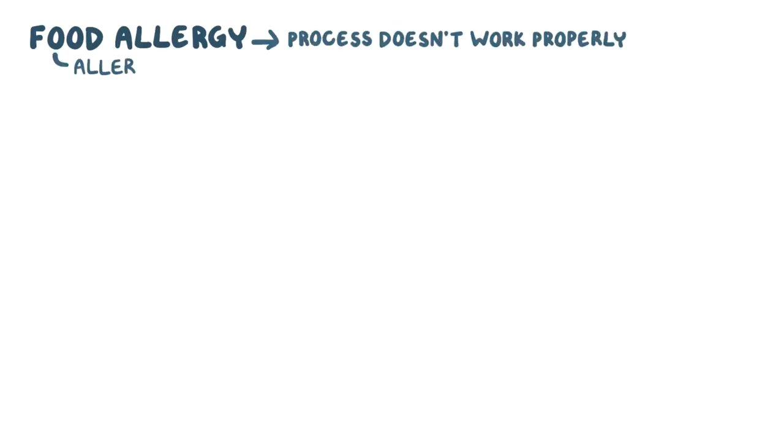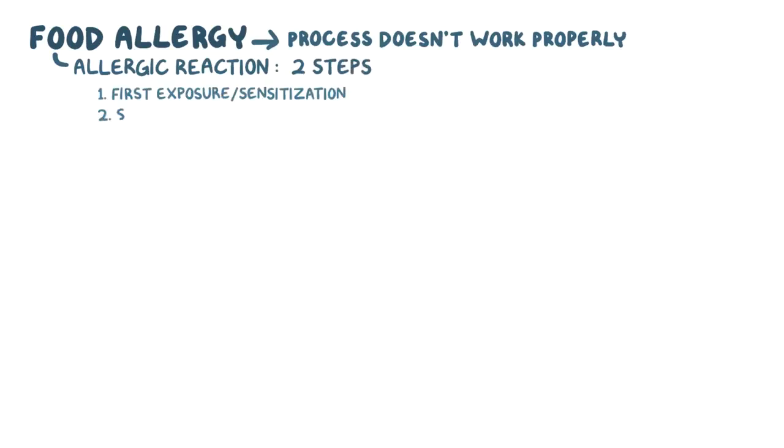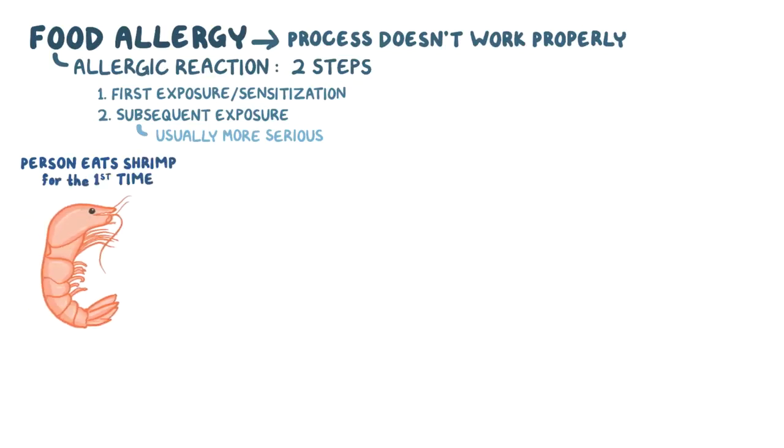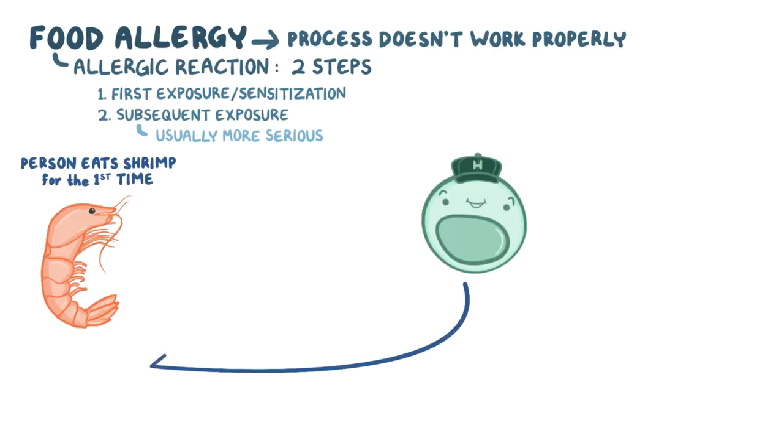Now, in food allergy, this process doesn't work properly. An allergic reaction towards food happens in two steps: a first exposure, or sensitization, and then a subsequent exposure, which usually gets a lot more serious. So let's say a person eats shrimp for the first time, and for some reason, the helper T cell is able to generate an immune response toward the proteins within shrimp.